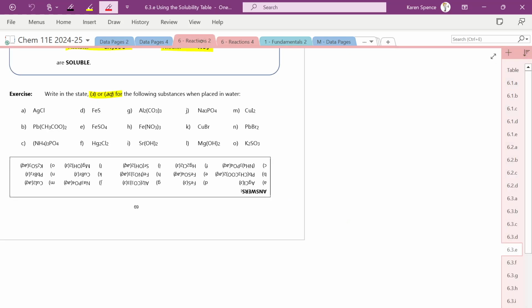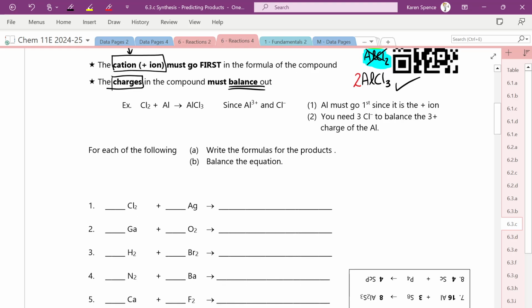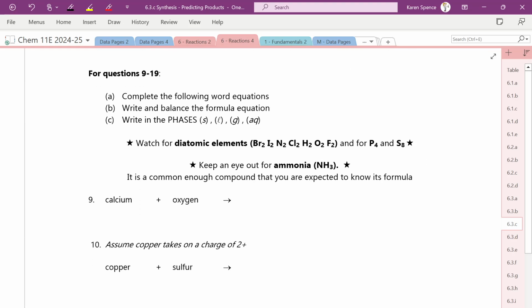So take a few moments. You're going to work through page 58, and then you can try page 59. And on page 59, you can try and include the phases. Okay?